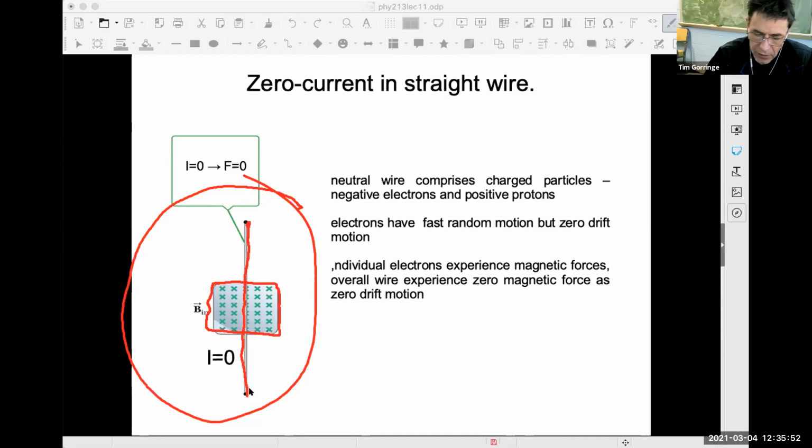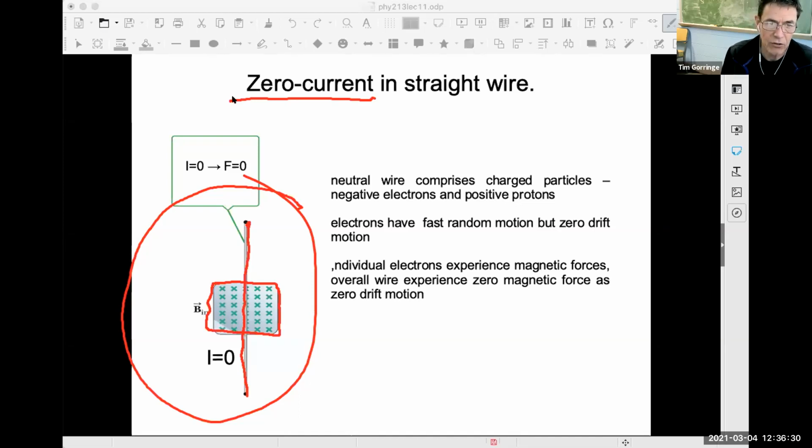And there's no current flowing in that wire. There's zero current flowing in the wire. So what happens in this case? Well, think about the wire. Although the wire overall is electrically neutral, it is actually made up of charged particles: negative electrons and positive protons. And those charged particles are in motion. The electrons are in very rapid motion. The protons are in much slower motion.